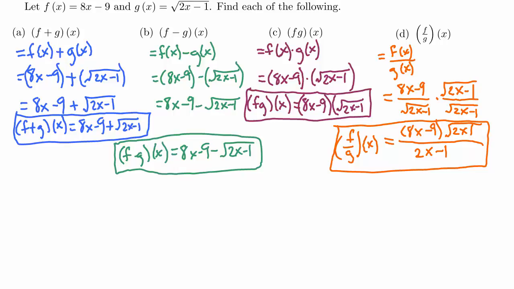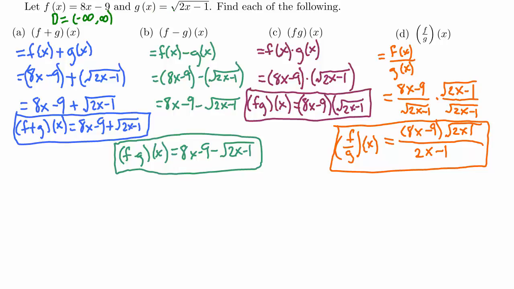Hello. In this example, we need to look at the domains for all of these function operations. You should recall that if I have two functions f of x and g of x, for the domains of any of the function operations, I have to find the intersection between the domains for f of x and g of x. Now, f of x is just a polynomial function, and all polynomial functions have the domain of all real numbers, negative infinity to infinity.